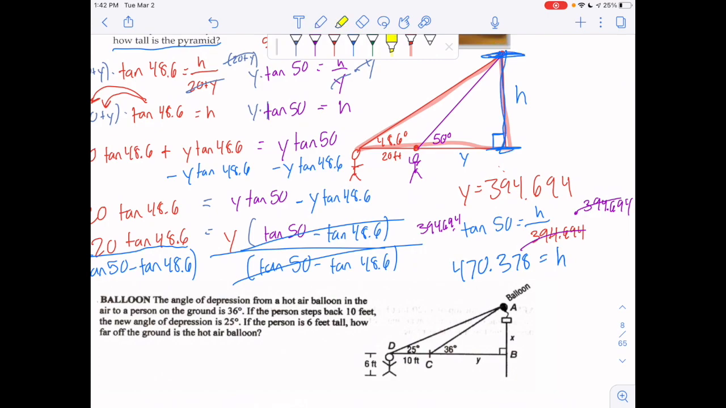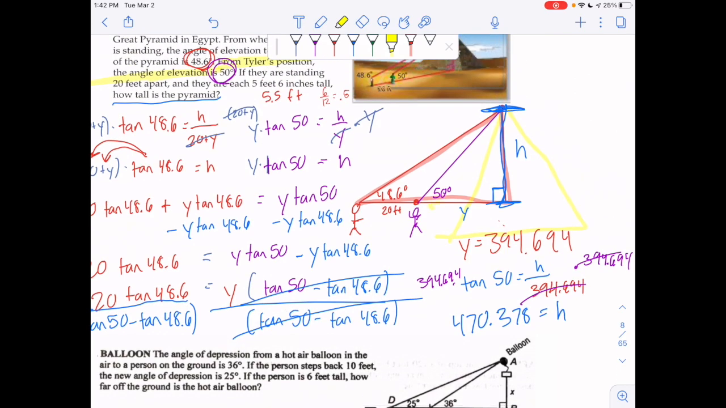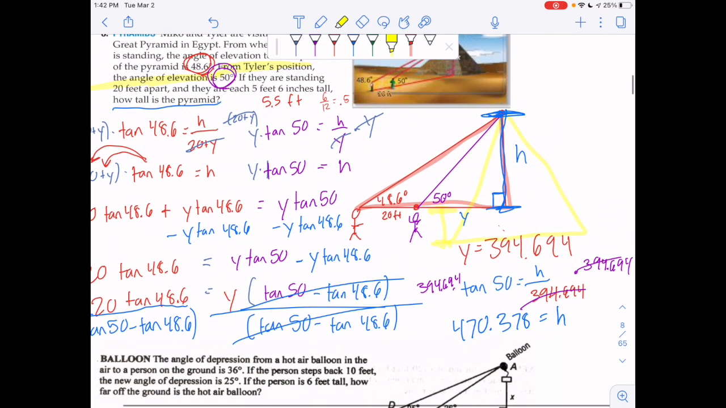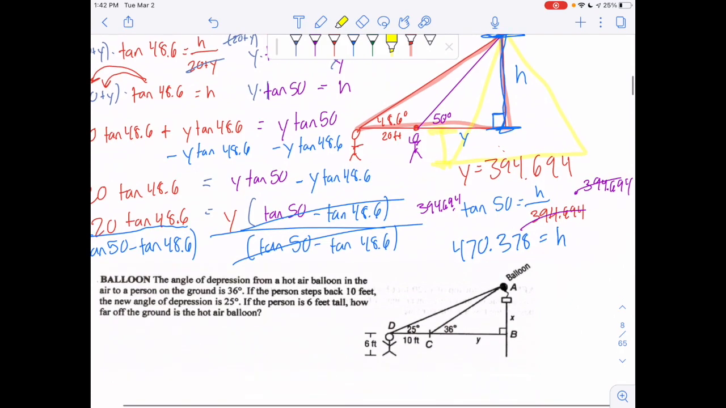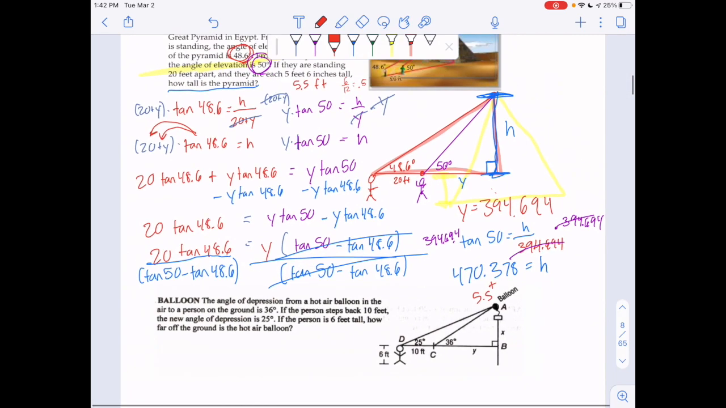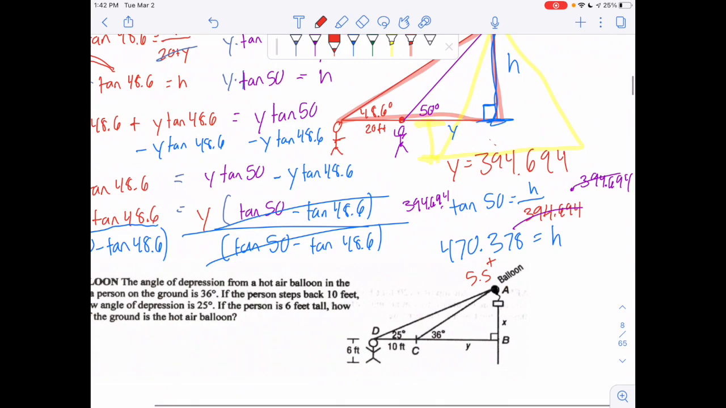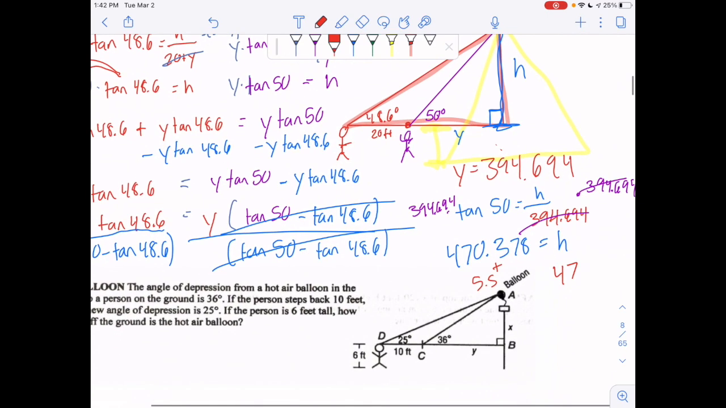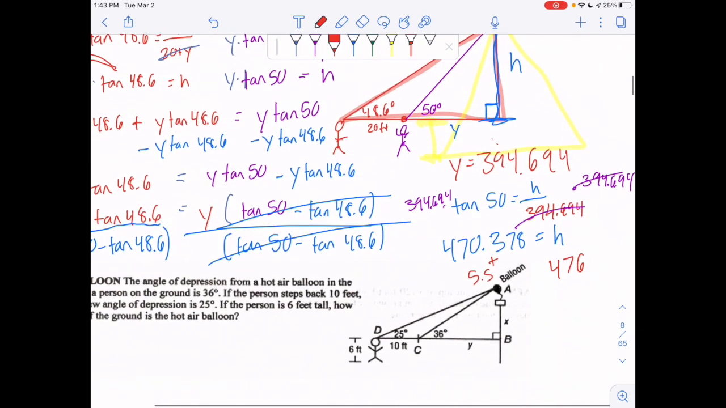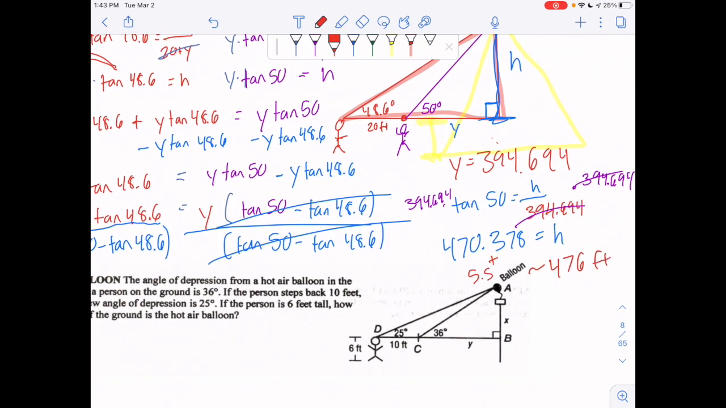You're almost done with that because that's the height from here to here, right? The pyramid, if you draw the pyramid out, pyramid would be like this, right? That's your pyramid. You have to add the height of Miko and Tyler. So you take that plus 5.5, right? 5.5 feet, which is 5 feet 6 inches. So your official pyramid height would be 476. We'll round to the nearest whole. 476 feet. Okay.